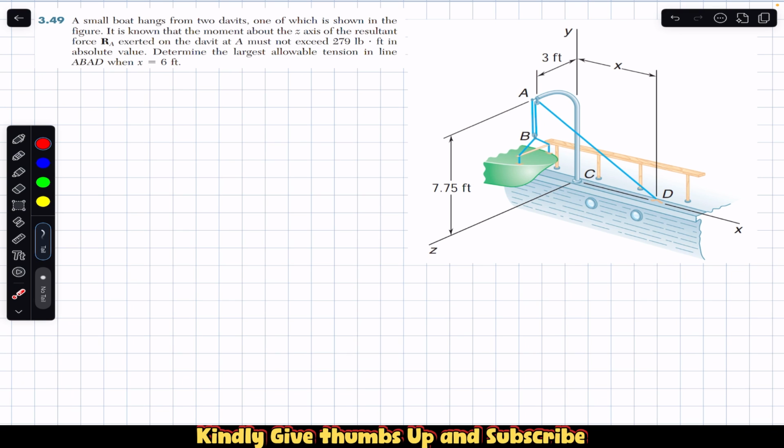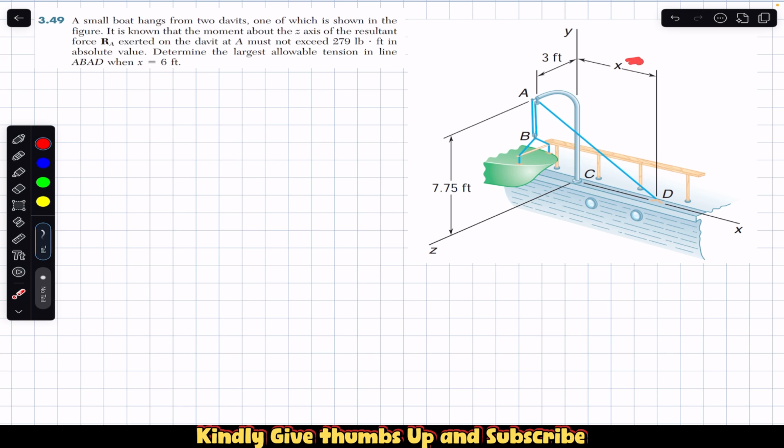Now we are going to solve this problem from Vector Mechanics for Engineers by Beer and Johnston. The problem says that a small boat hangs from two davits, one of which is shown in the figure. It is known that the moment about the z-axis of the resultant force at A exerted on the davit at A must not exceed 279 pound-feet in absolute value. Determine the largest allowable tension in wire ABAD when x is equal to 6 feet.